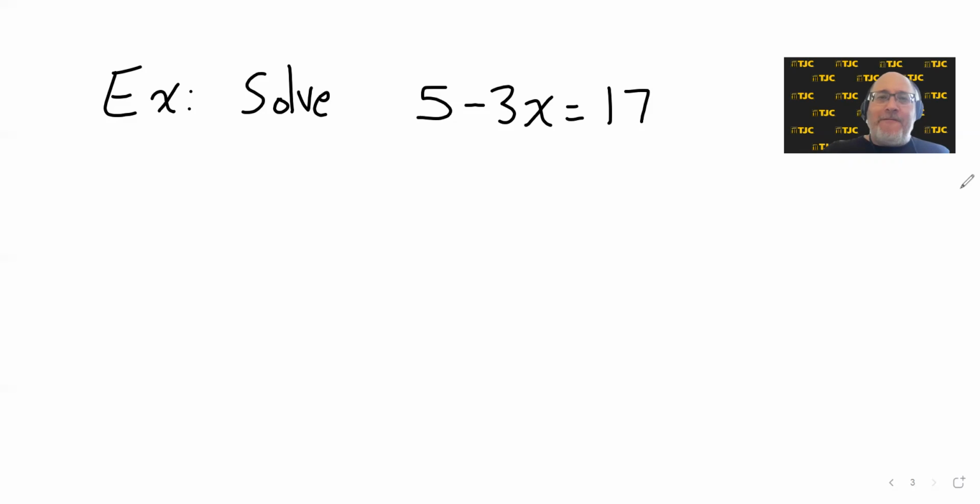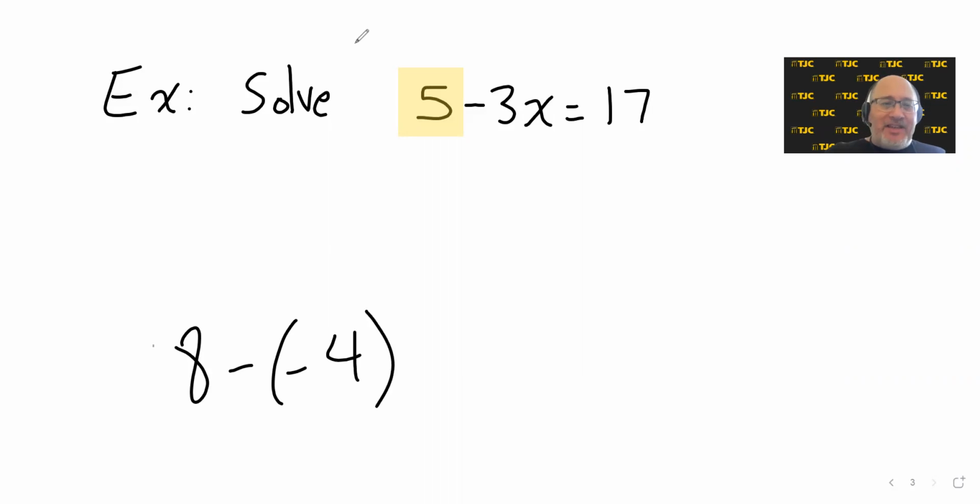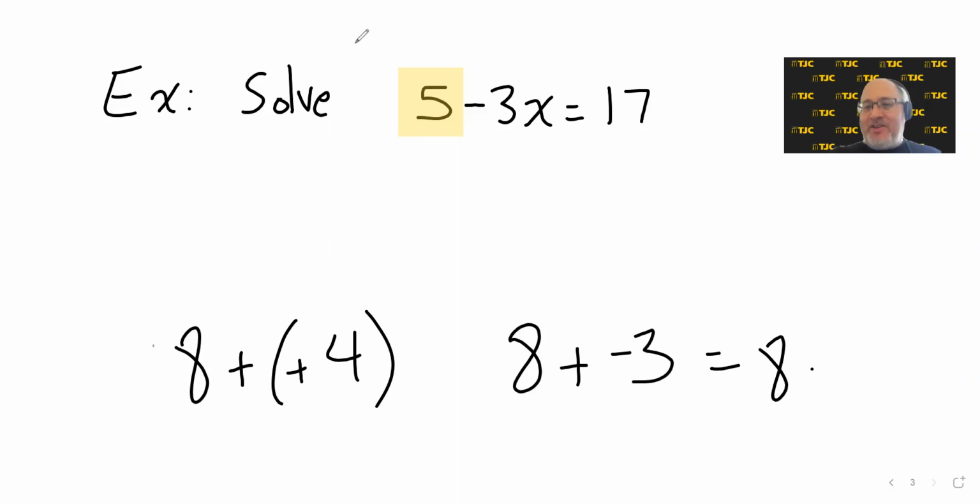But if I'm going to get rid of the 5, focus on the 5 just by itself for a second. That 5 is positive. It is embedded in a subtraction problem. However, subtraction problems are really just addition problems in disguise. You probably know that when you have something like 8 minus -4, that's the same as 8 plus +4. Or when you have something like 8 plus -3, that's the same as 8 minus 3.